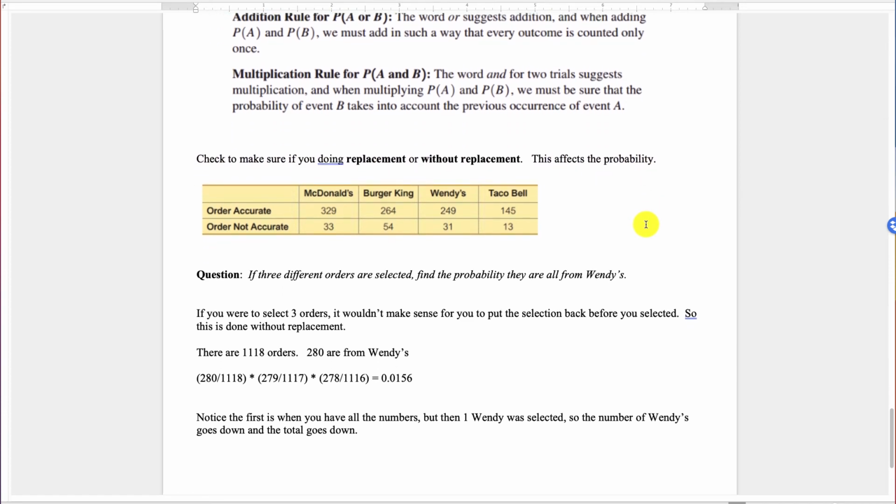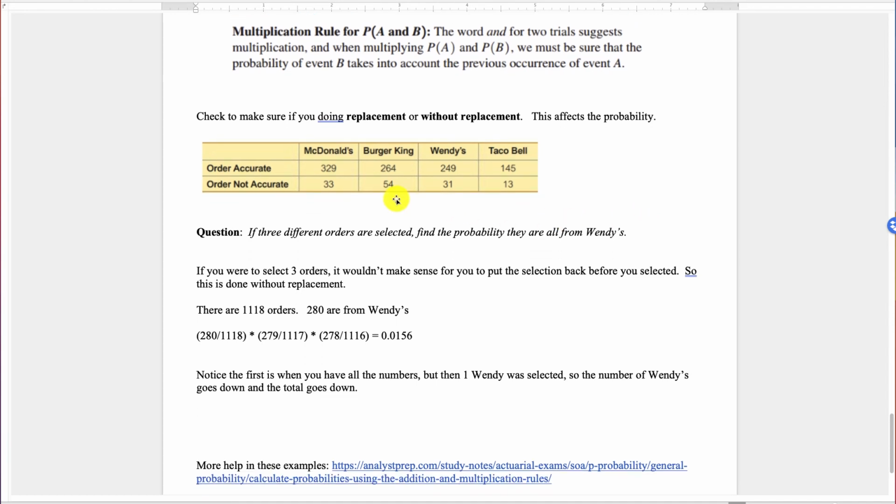Let's look at this example here. Last one. It's McDonald's, Burger King, Wendy's, and Taco Bell, accurate orders versus non-accurate orders. If 3 different orders are selected, we're just going to select 3 different orders from all of these orders. Find the probability they are all from Wendy's. So all we care about is that they all come from Wendy's. So go in order, and it doesn't make sense that you'd put your order back. You're just selecting 3 different orders. You're keeping them all from Wendy's. So we won't put it back. There'll be no replacement, so there's going to be some adjustments being made as we go.